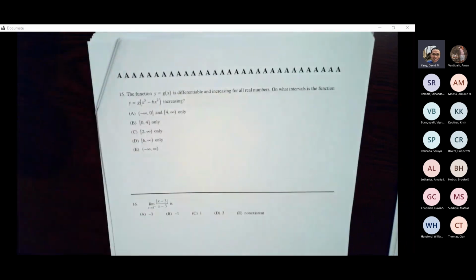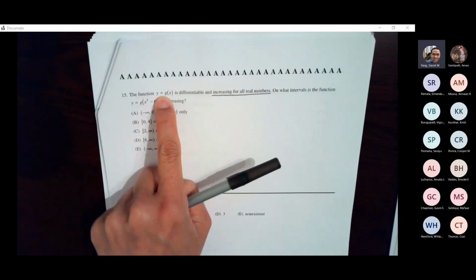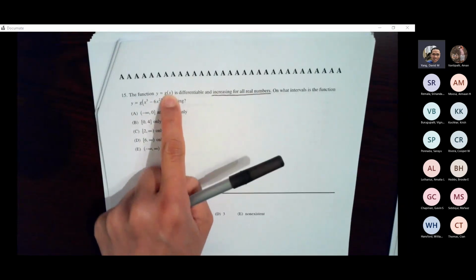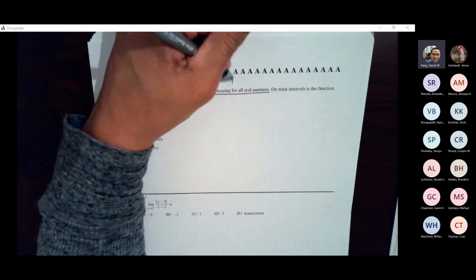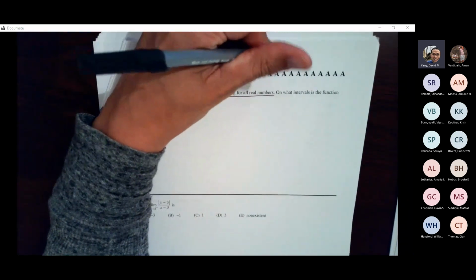Okay, let me go over 15 here. 15 says the function y equals g of x is differentiable and increasing for all real numbers. Okay, increasing for all real numbers, which means that we know that g prime is always positive, right? If our function is always increasing, that means our slope is always positive. I'm just going to put this information to the side. We're going to need this later, potentially.